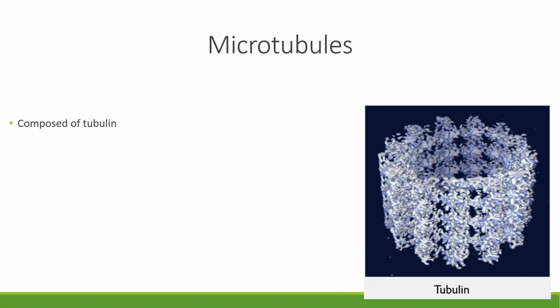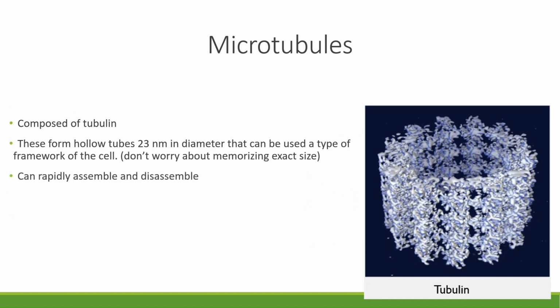Okay, microtubules are the last one to discuss here. They are composed of two types of protein called tubulin. It's what you see in this image here. These proteins form these hollow tubes that are about 23 nanometers in diameter, and these can be used as a type of framework of the cell. These proteins can rapidly self-assemble, like how phospholipids can form membranes, and disassemble, and they act as a sort of railway where motor proteins, or proteins that can move up and down this railway, can be utilized to transport materials across the cell.